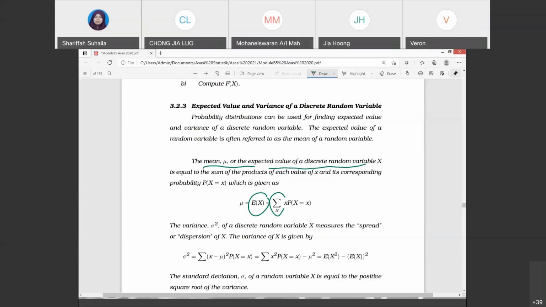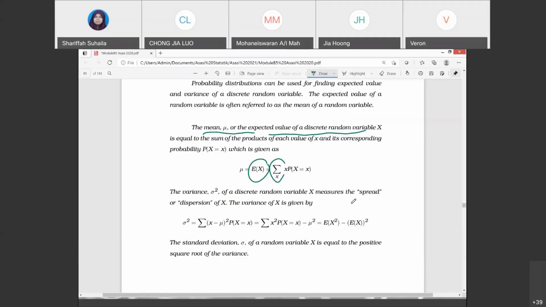So maksudnya kalau by formula, you just write a symbol mu for mean. So expected value, so E(X), summation over X values. X ni, kamu punya small x tu darabkan dengan dia punya probability. That is the formula for mean or expected value for a discrete random variable. Summation X times the probability. Yang itu kita dah tengok mean mu.